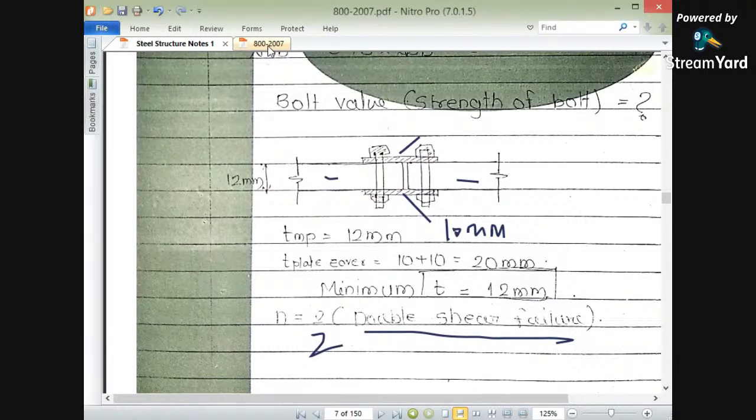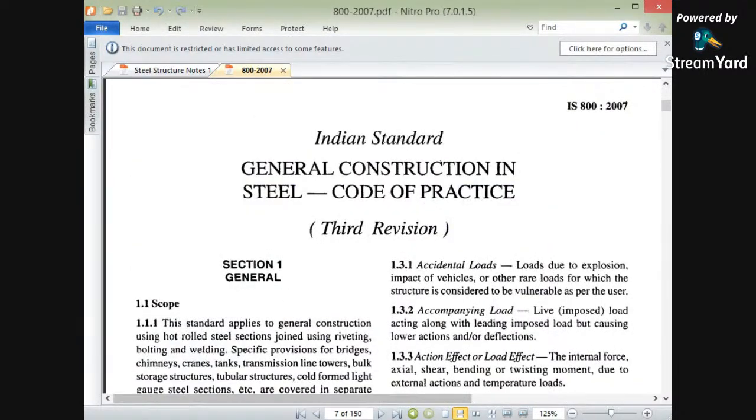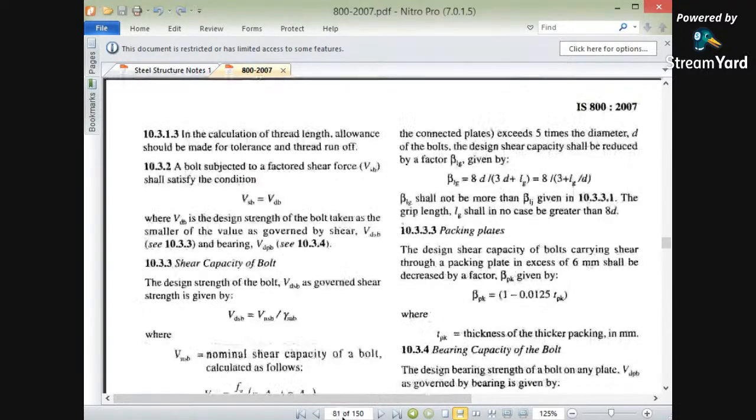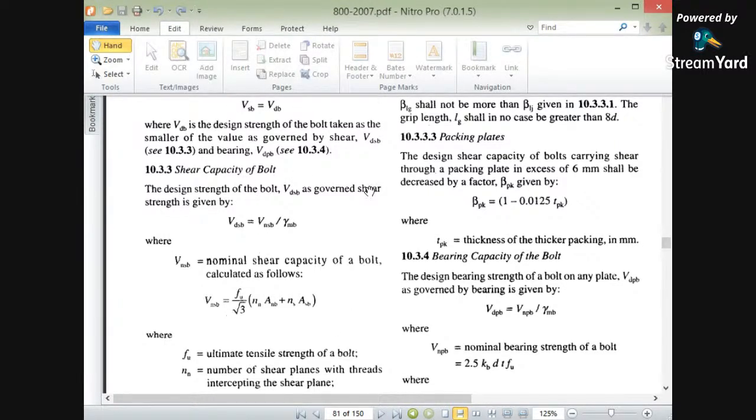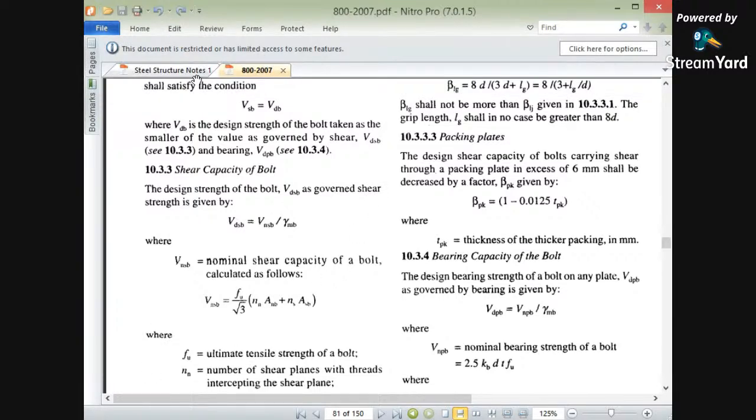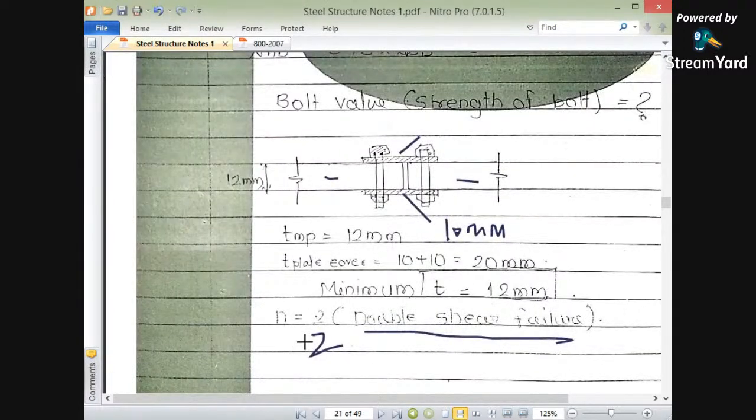So in this formula, that is on page number 75, V_nsb = f_u / sqrt(3) × (n_n A_nb + n_s A_sb). Outside the bracket we have to multiply by the shear planes. So how many shear planes are there? Here there are two shear planes, because it has two cover plates. So here we have taken n_s as 2.